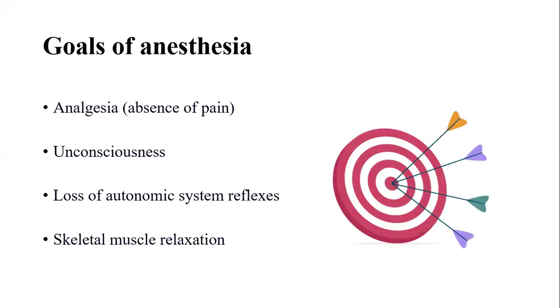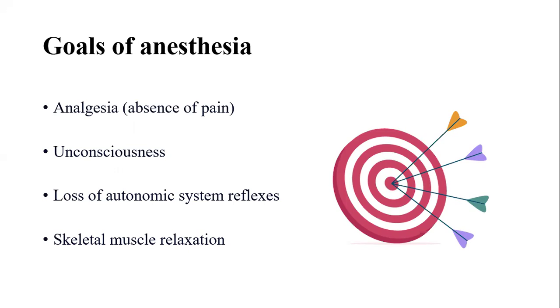And the remaining goals include unconsciousness. We have to make the animal unconscious so that he cannot move during the surgery or during any procedure. And then we have to eliminate the autonomic systemic reflexes also. And last but not least, that is skeletal muscle relaxation. If the muscles are relaxed, then we can perform the surgery easily. So these are the important four goals of anesthesia.